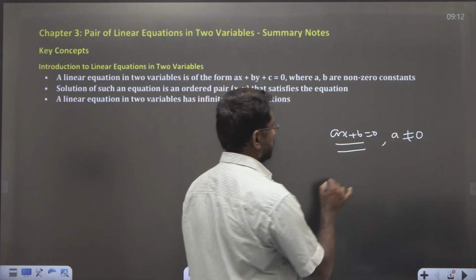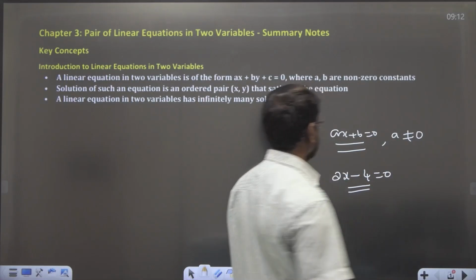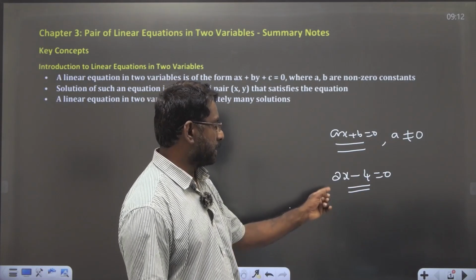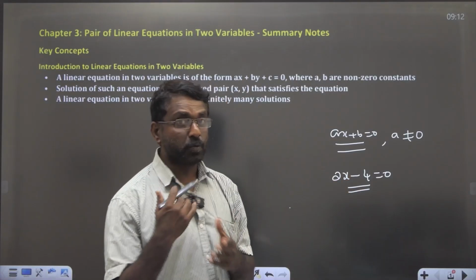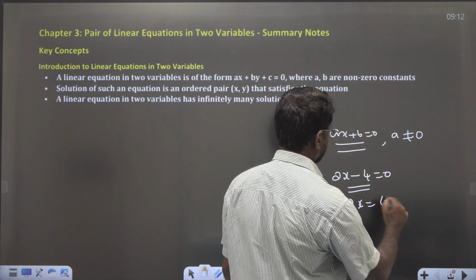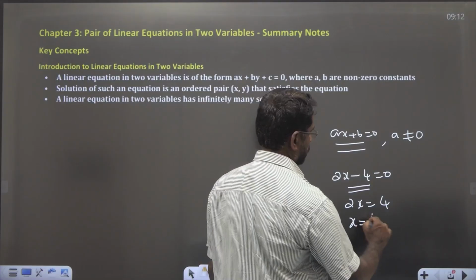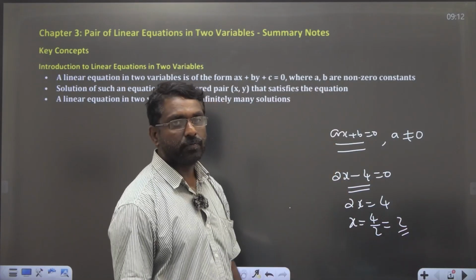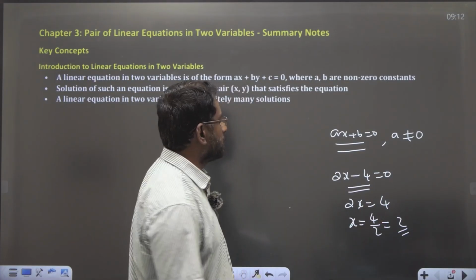For example, 2x minus 4 equal to 0. This is a linear equation. Linear equation here means it contains only one variable, here it is x. And what is the solution of the linear equation? So here 2x is equal to 4. You can take 4 to the right hand side. That is x is equal to 4 by 2, that is 2. This is called the solution of this equation. What is the value? x is equal to 2.